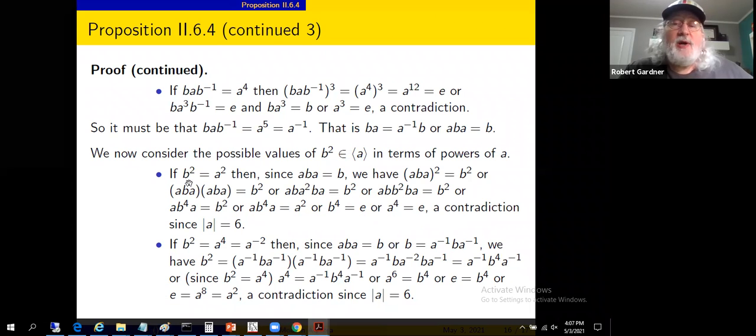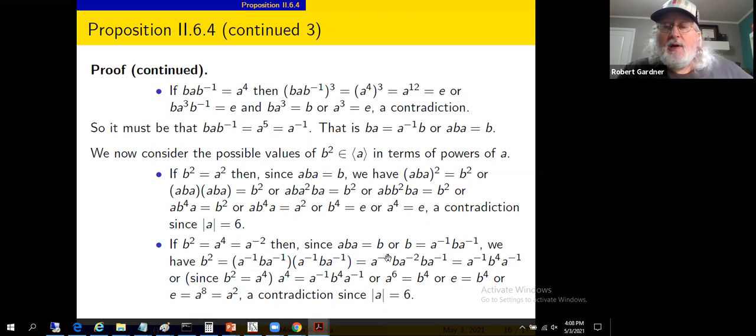So B squared is some power of A, and that power isn't 2. Let's try 4. If B squared equals A to the fourth, well, A has order 6, so A to the fourth and A to the negative 2 are the same thing. We know ABA equals B. We've derived that. We can rewrite that as B equals A inverse B A inverse. Take the A's to the other side of the equation.